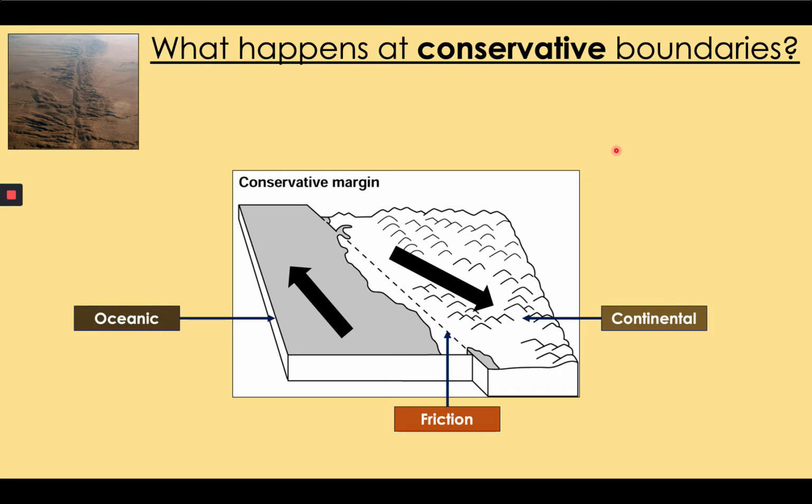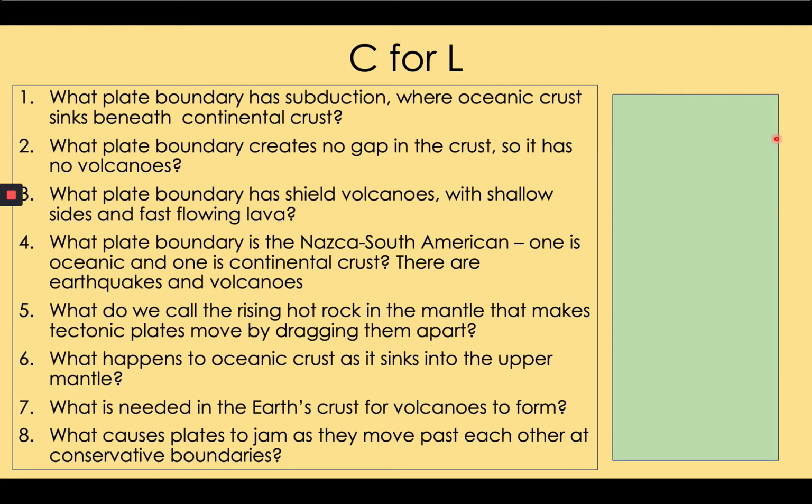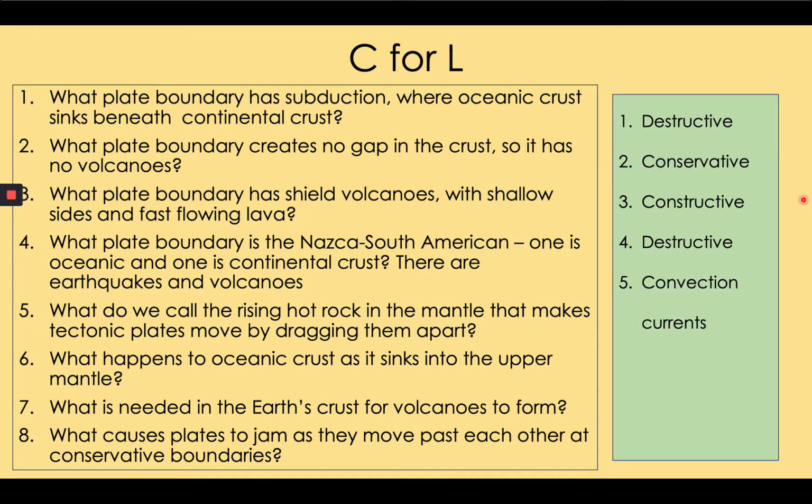Time to assess learning. Please write 1 to 8. Answer the questions from memory and then mark your answers. Number 1, destructive. Number 2, conservative. 3, shield volcanoes, constructive. 4, destructive. 5, convection currents. 6, it melts. 7, a gap or crack or fissure in the crust. And 8, friction. Give yourselves a mark out of 8.